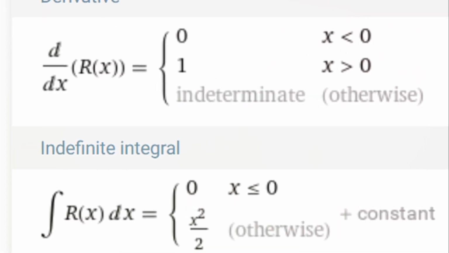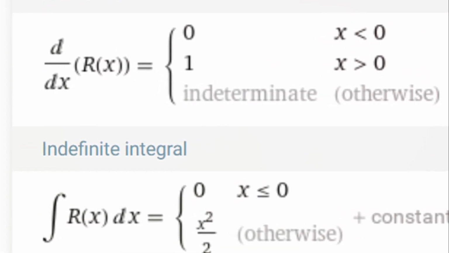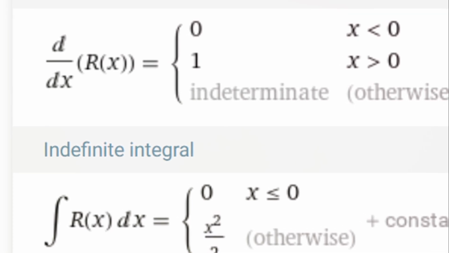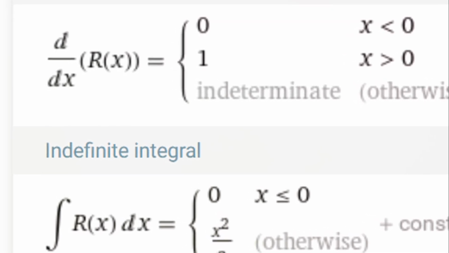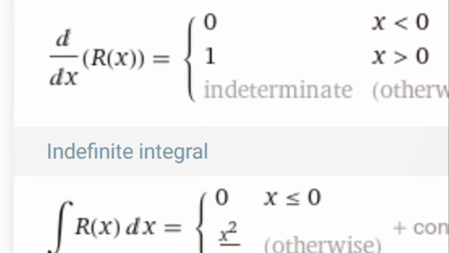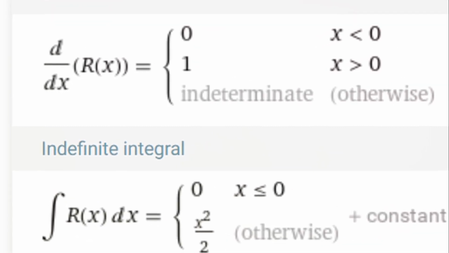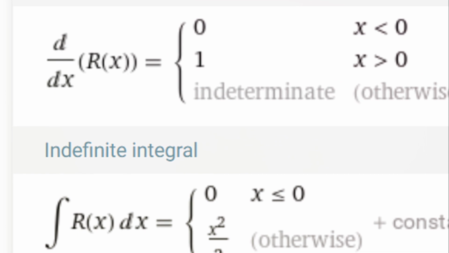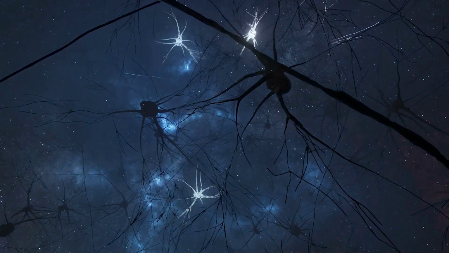Unlike sigmoid and hyperbolic tangent functions, ReLU does not suffer from the vanishing gradient problem. The gradient of ReLU is either 0 for negative inputs or 1 for positive inputs, which allows for better gradient flow during backpropagation and faster convergence.